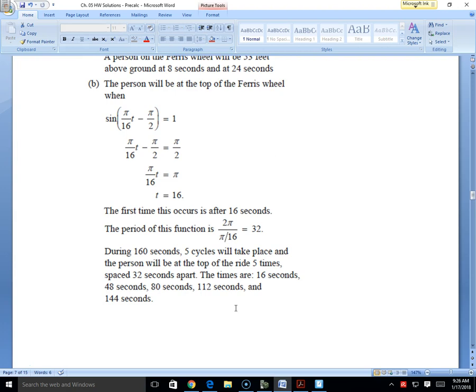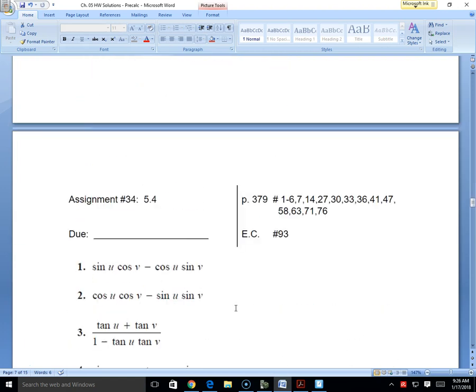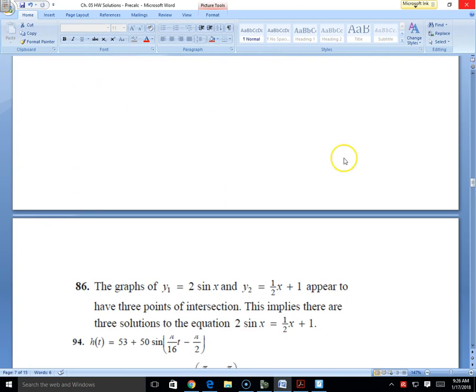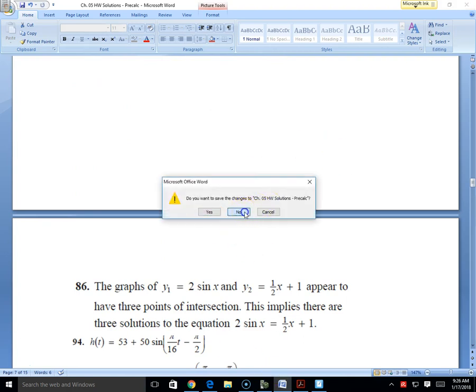And then they let us know when the person's going to be at the top: after 16 seconds, 48, 80, 112, and 144, which is just adding those 32 seconds. So starting at 16, adding 32, adding 32, adding 32, adding 32. Okay, you guys need to check out the video if you want to look at that in some more detail. That's the end of the evens that we were grading.